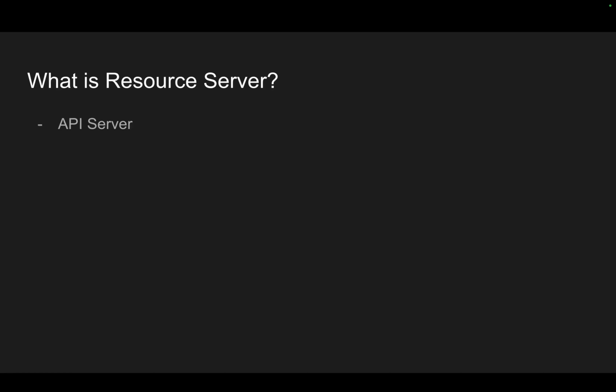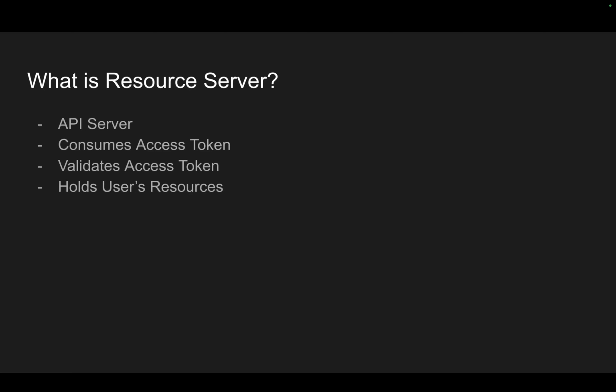Resource server is called API server as well. And resource server is the one role in the OAuth2 which consumes access token. So the client application gets access token from authorization server and then sends it back to the resource server in order to perform some actions on behalf of the user. Resource server then validates the access token, and resource server is the place where users data resides. So it holds users resources, and this is where actions are being performed on behalf of the user.